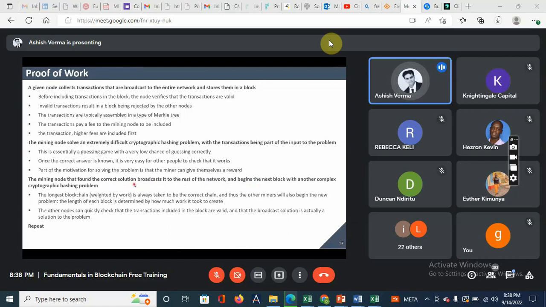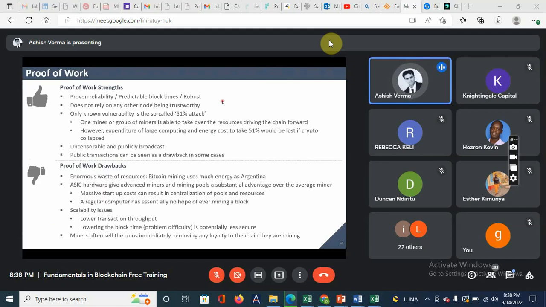Once the solution is done, it's broadcast to everyone. Then other people will check it and say, okay, this is done. Once that confirmation comes in, your new block is created in the long run. We are saying the same thing over here, and this is the entire process reported in proof of work.